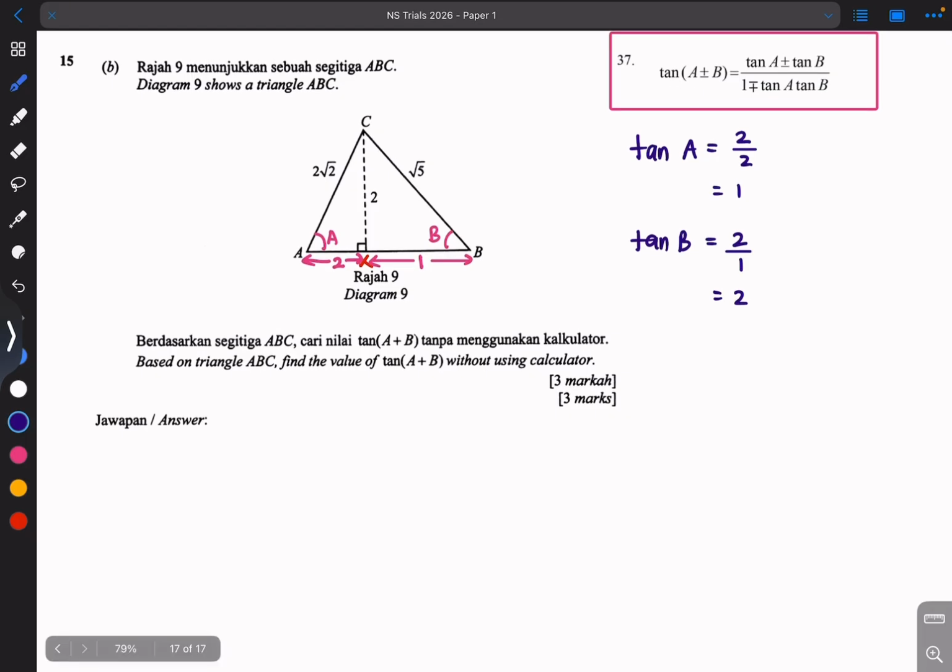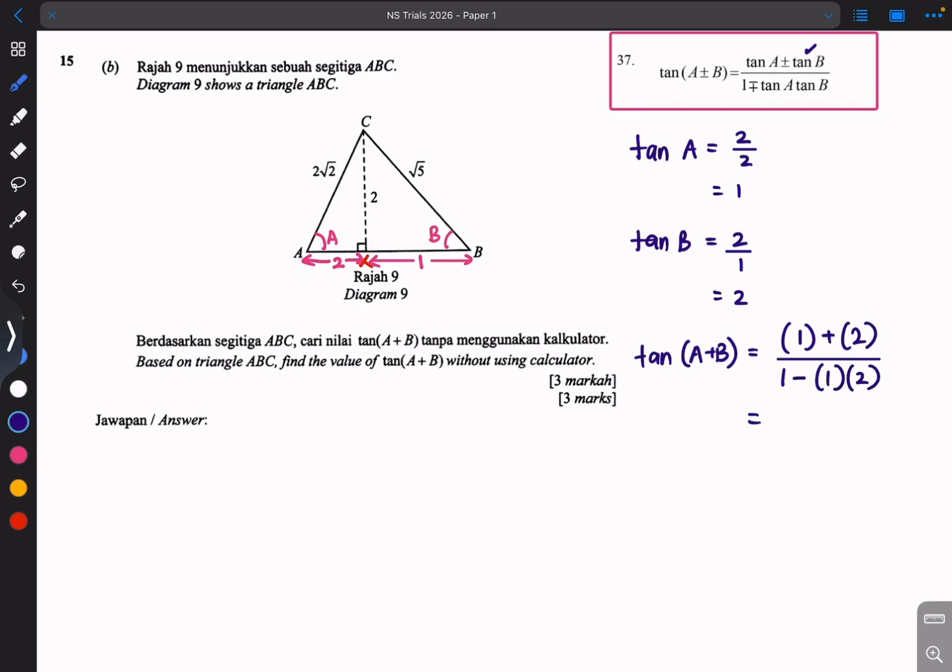So then we can say tangent A plus B is tangent A, which is 1, plus tangent B, which is 2, divided by 1 minus tangent A tangent B. If we're taking plus, this plus is on top, so we have to take the top symbol, and the top symbol here is negative. So 1 minus tangent A tangent B. This will give us 3 over 1 minus 2, which is negative 1. So we get a total of negative 3.